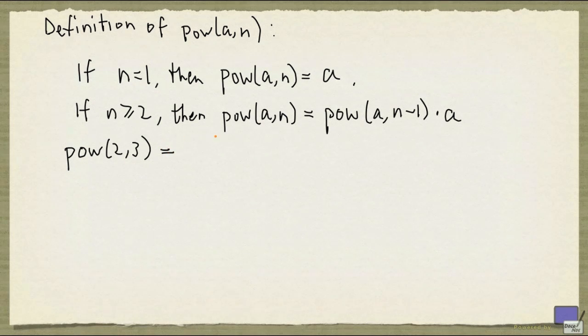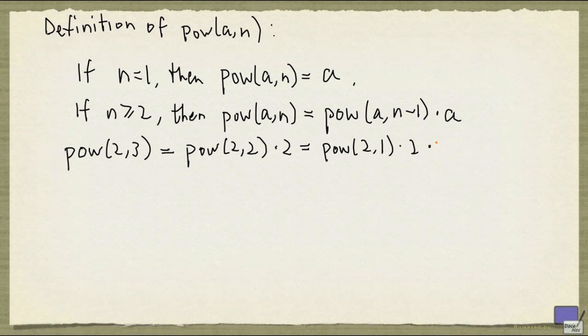And using this definition, we can compute POW of 2, 3 as follows. So the power is bigger than 1. This can be expanded as POW of 2, 2 times 2, and POW 2, 2 can in turn be written as POW 2, 1 times 2, and then times 2. And now POW 2, 1 is just 2, so this is 2 times 2 times 2, as expected. So we now have a rigorous definition of powers, at least for natural numbers.